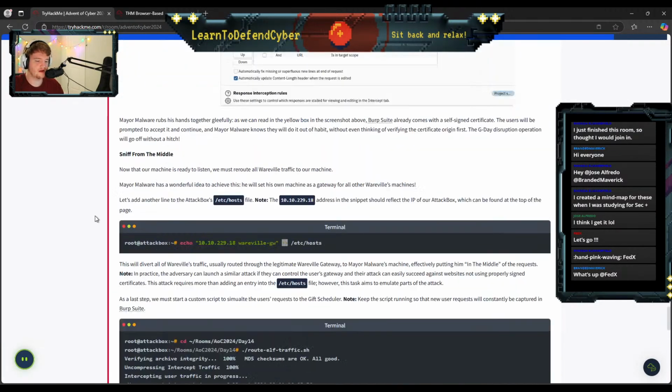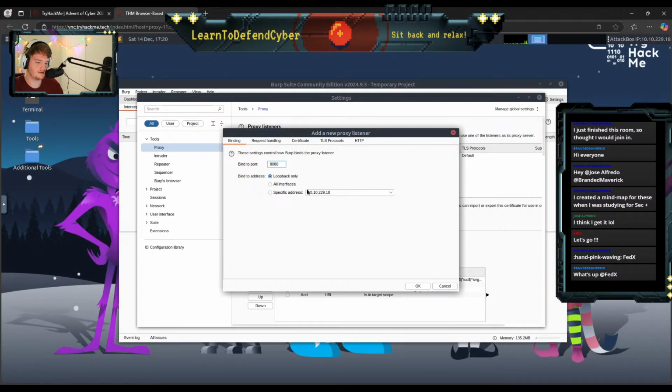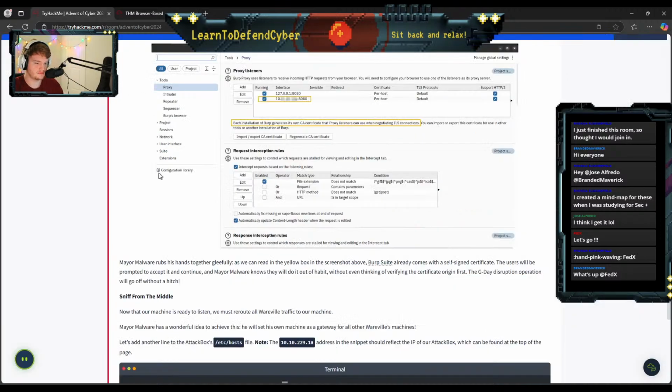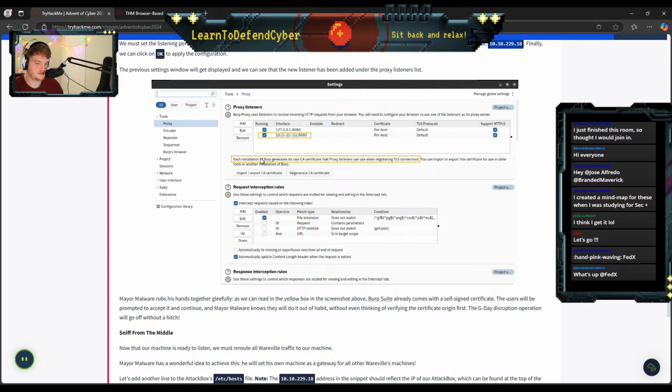Okay, so let's go back down and get this traffic going to us. Use the specific address, our address. We want it to use us. Hit OK. Let's see what we have to do. Each installation of Burp generates its own CA certificate, so we have a self-signed certificate. Visitors to this website are seeing this warning. They've probably been told, whatever, just disregard the warning, click through to the website, everything's fine.